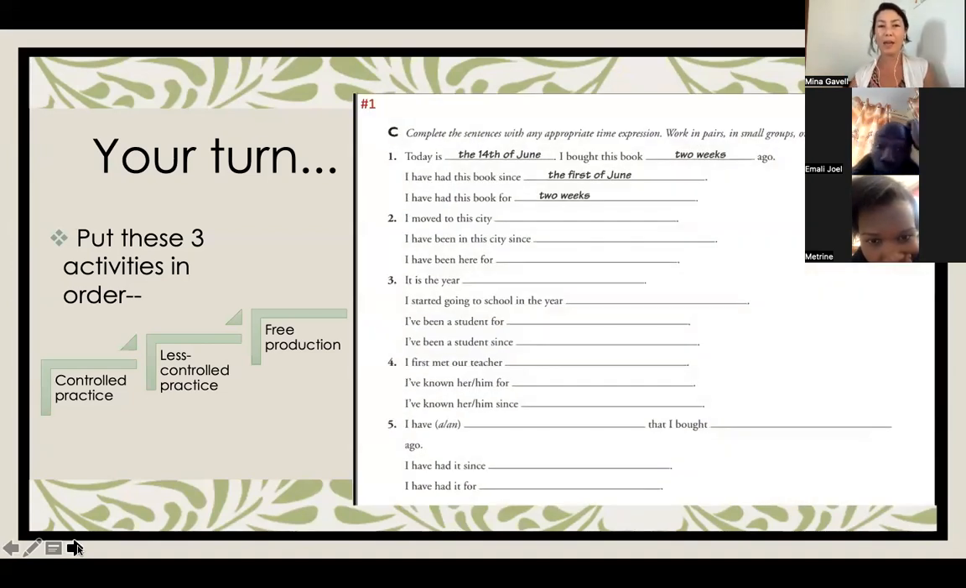So number 1, we have this worksheet here. Students have to complete the sentences with appropriate time expressions. And notice that this is using since and for. This is a lesson about since and for. It says number 1 here, but it doesn't mean it's number 1. You will decide if it's controlled practice, less controlled practice, or free production.